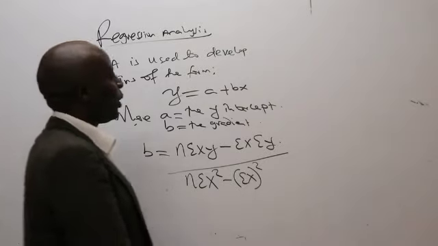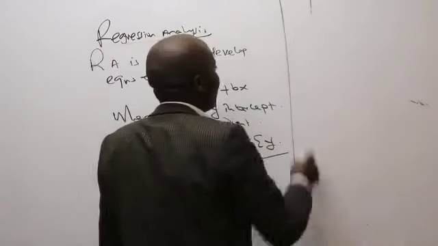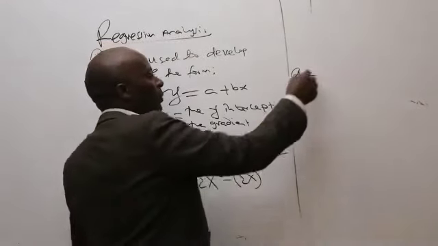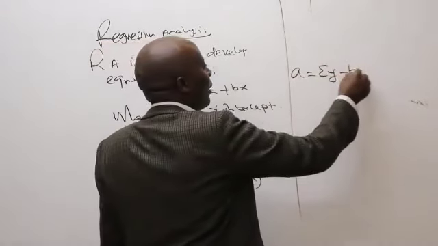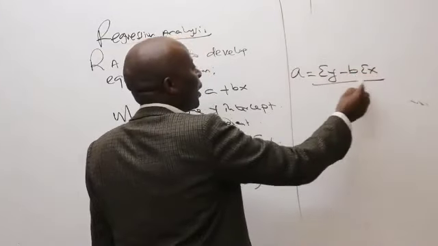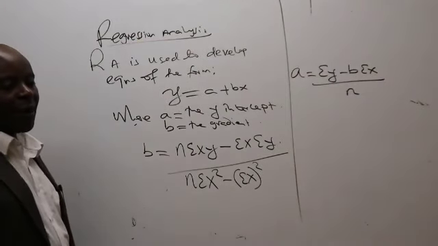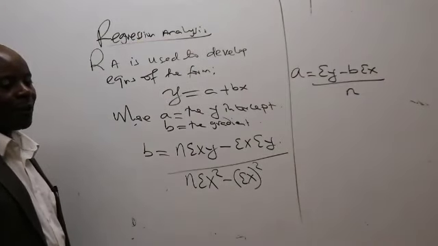And then of course, straight away, the formula for getting a. How do we get a? a will be summations of y minus b summations of x, everything to be divided by n. Right?